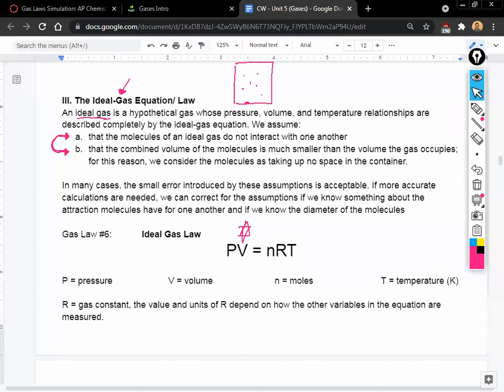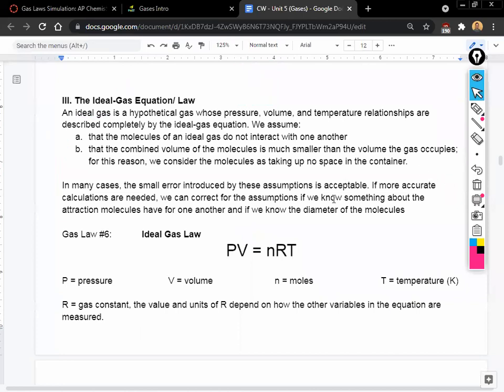Okay, so for the ideal gas law, you see it up there. Hopefully you were able to write that down during the announcements. We'll talk about what all the variables mean, and then we'll do a couple practice problems, because that's probably the best way to understand it.